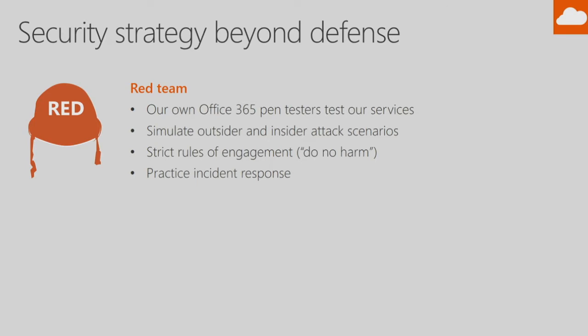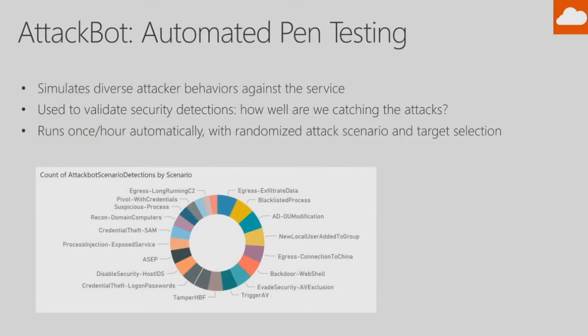And there is a corresponding blue team to the red team, which actually does the detection work and also practices incident response when a real incident happens. We quickly realized, if you remember the momentum slide that I showed, with the kind of growth we are experiencing with Office 365, having a red team of dozens of penetration testers scale up to the complete Office 365 was not a very scalable option. So in tune with the principle of automation, we created something called AttackBot.